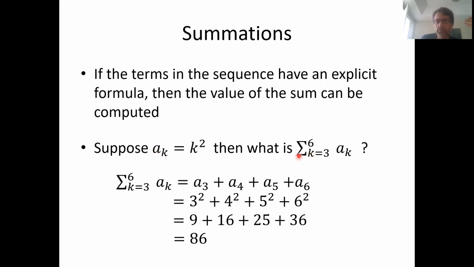Now you can evaluate the sum of elements of the sequence from the 3rd to the 6th. So this summation is A3 plus A4 plus A5 plus A6. It's a sum of consecutive squares, and I can evaluate it numerically.